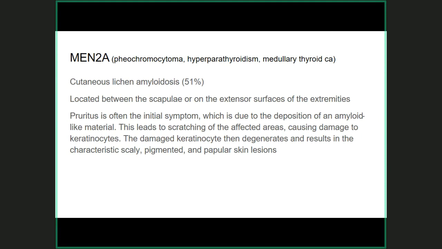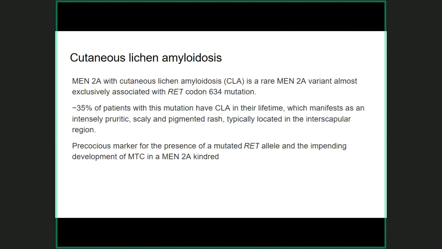This leads to scratching, damage to the keratinocytes, which degenerate and cause these thick, pigmented, scaly, papular lesions. This particular skin manifestation is usually associated with a RET codon mutation, and all of this is associated with the future onset of medullary thyroid cancer. So 35% of patients with this mutation have CLA in their lifetime, and it is a precocious marker, which means it presents earlier in the diagnosis and can actually foretell the likelihood of having medullary thyroid cancer in that particular individual or their families.